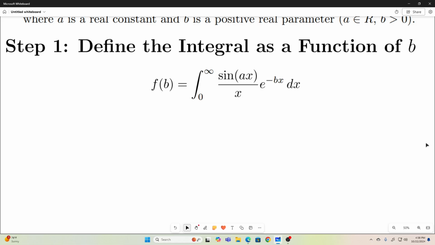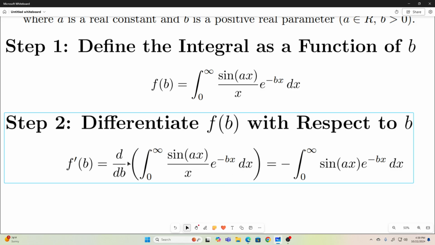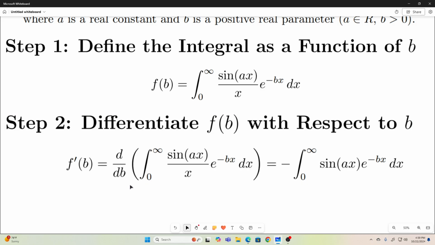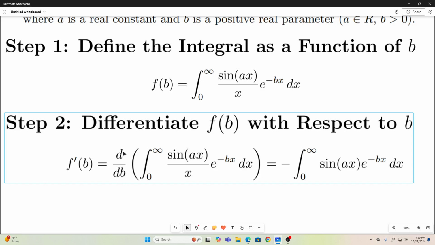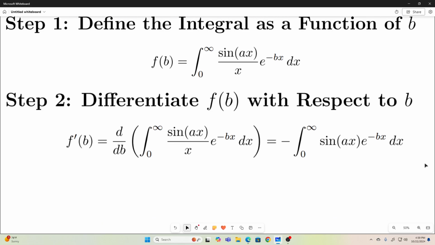All right. So our next step is to differentiate f of b with respect to b using the Leibniz rule for differentiation under the integral sign. So f prime of b is equal to the derivative with respect to b of this integral right here. And using the Leibniz rule, that allows us to take this derivative inside the integral sign as a partial derivative with respect to b. And the partial with respect to b of this integrand right here is simply negative sine ax times e to the negative bx. I'm not going to be showing every step along the way. I'm sure most of you can follow this.